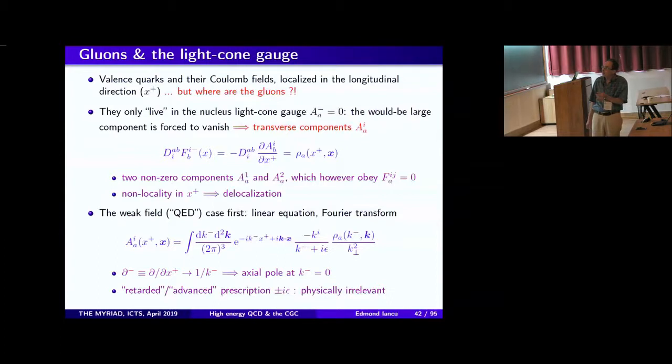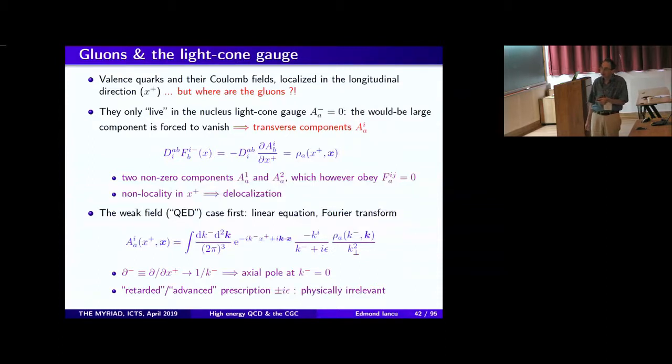So I want to solve this equation in the gauge A minus equals zero. Then I have two components, A1 and A2, which obey F_ij equals zero. But since I have two components, I have non-trivial commutators. And hence, the equation is non-linear. It's not a linear equation. So to make it simple, let me solve first the weak field version of it. So let me linearize it.